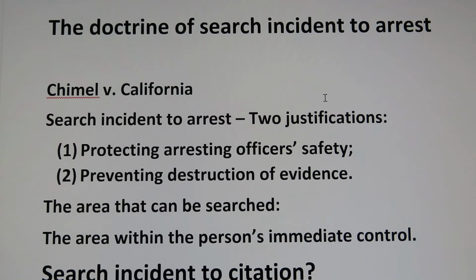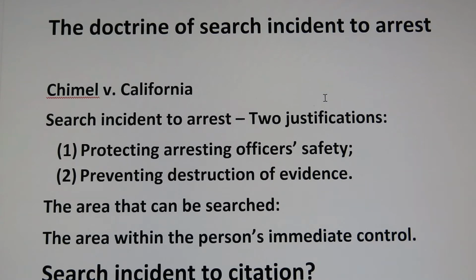To understand that, we need to discuss the two justifications for search incident to arrest. The first justification is to protect the arresting officers' safety. When police officers are making an arrest, the suspect could possibly be armed, and could take out a firearm to injure the police officer. So to protect the police officer's safety, we allow the officer to conduct this search incident to arrest.